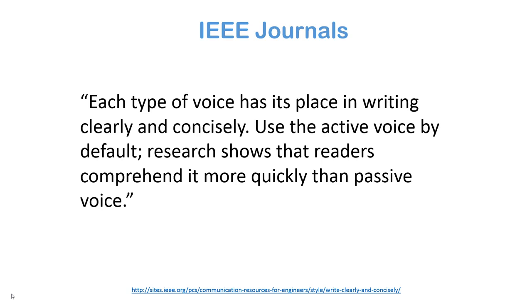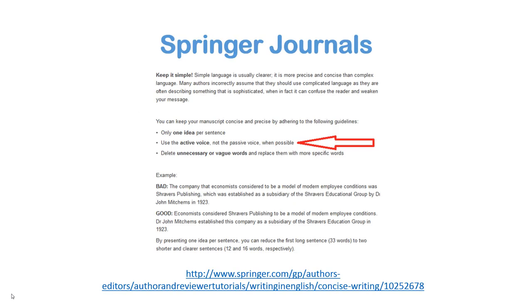Each type of voice has its place in writing clearly and concisely. Use the active voice by default. Research shows that readers comprehend it more quickly than the passive voice. So this goes back to what I said earlier on about making the active voice your default setting. Another famous publisher of scientific journals, Springer Journals, says use the active voice, not the passive voice, when possible.